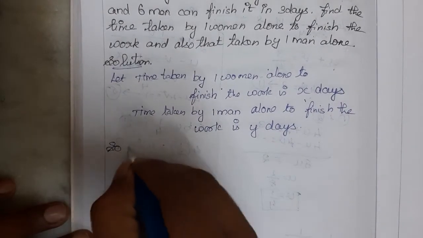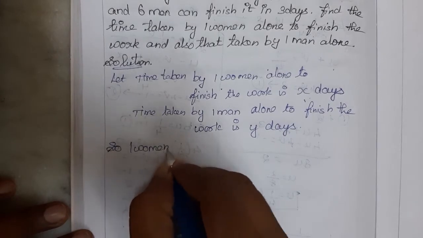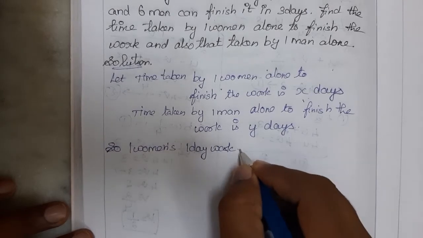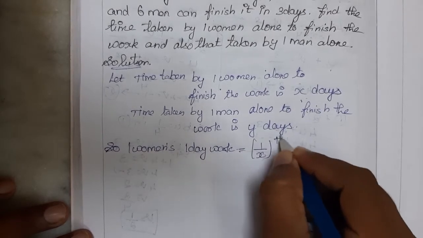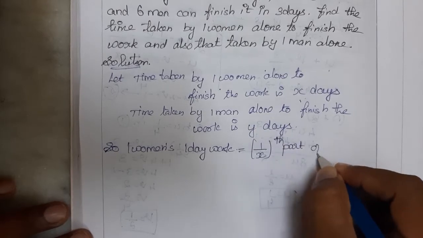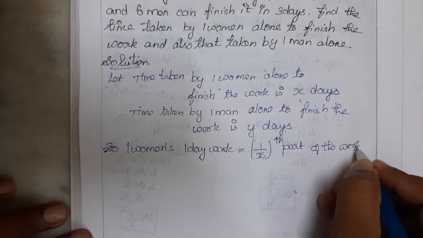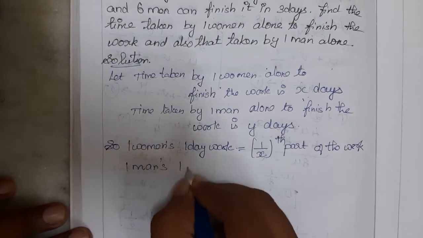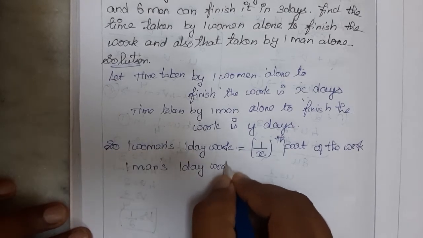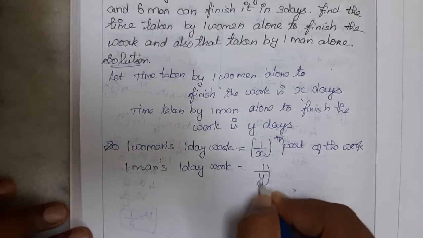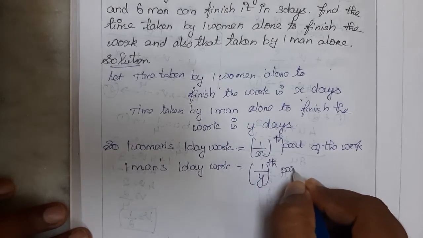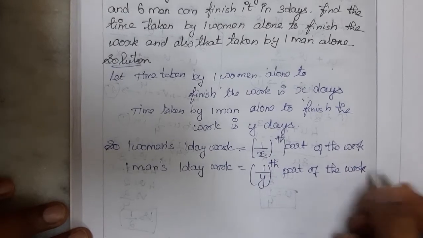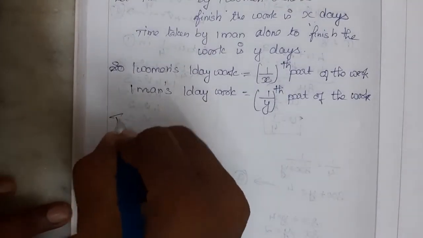So one woman's 1 day work is 1 by X part of the work. Here the work is embroidery. So one man's 1 day work is equal to 1 by Y part of the work. Clear? That's it. Then we'll go for the condition.